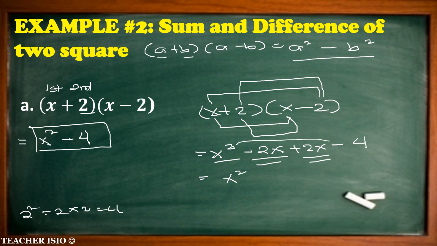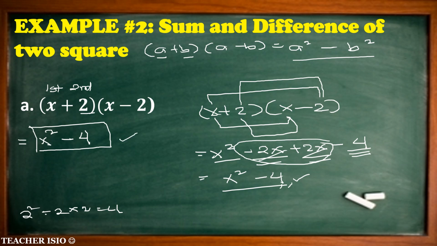Anong sabi ko sa inyo, kapag magkamukha, tapos magkaiba lang ng sign, 0 na yun. So, hindi na natin kailangan ng sulat. Eh, may natira pang constant. So, just bring down. So, we have x squared minus 4. So, in short, sum and difference of 2 squared, the answer is the square of the first term and the second term. Okay? So, it is true kasi nung ginamit natin sa FOIL method, same lang yung lumabas.